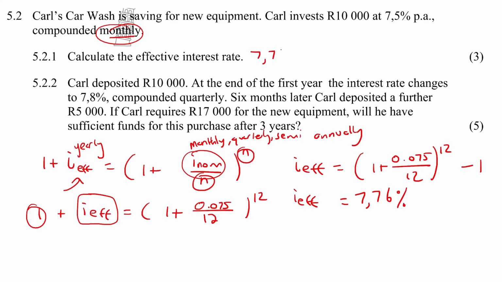Your effective interest rate will always be a little bit higher than your nominal interest rate. So 7.76. But if you got an answer here of like 37 or 40, that's way too high. Something's gone wrong.